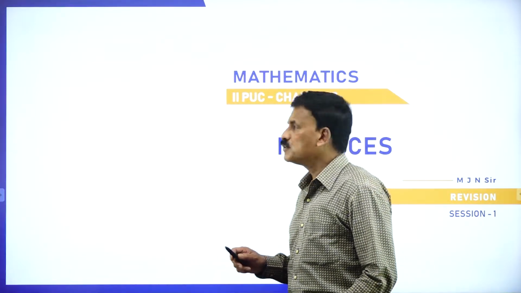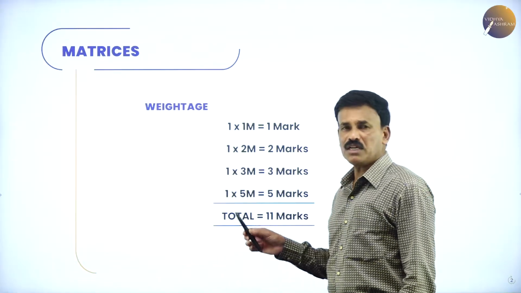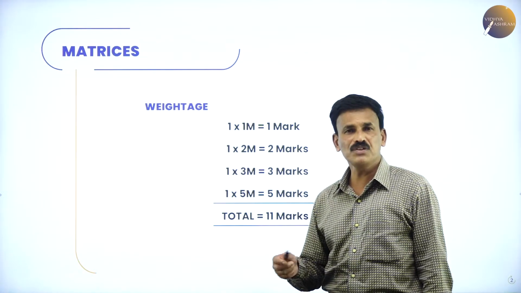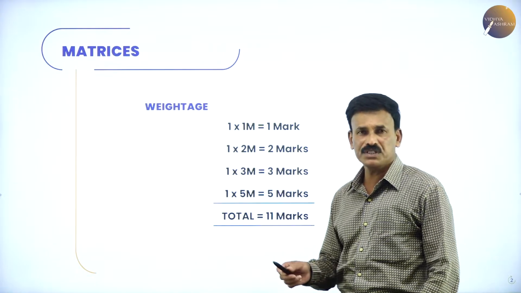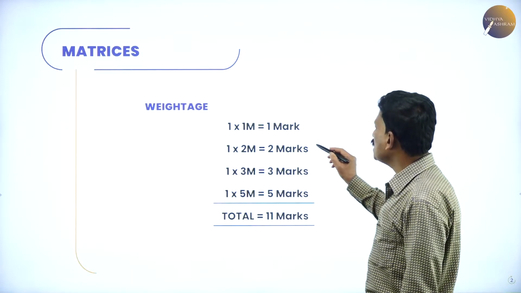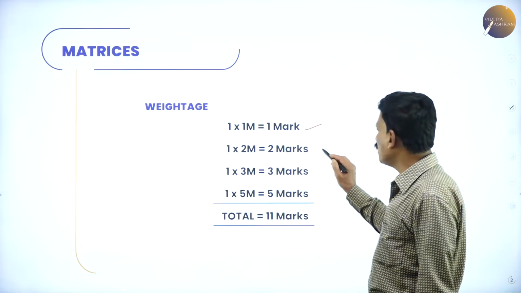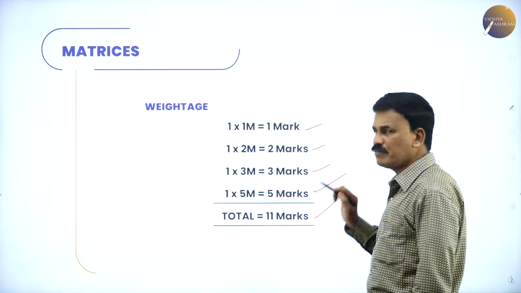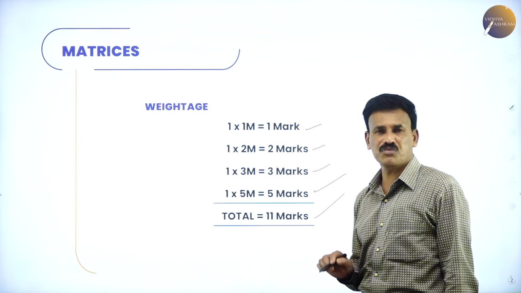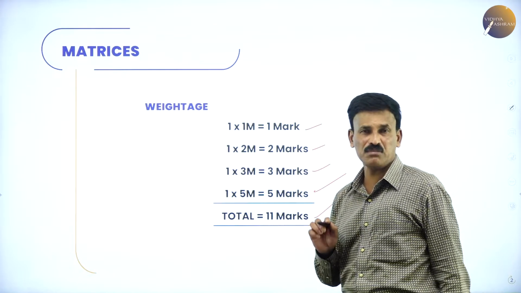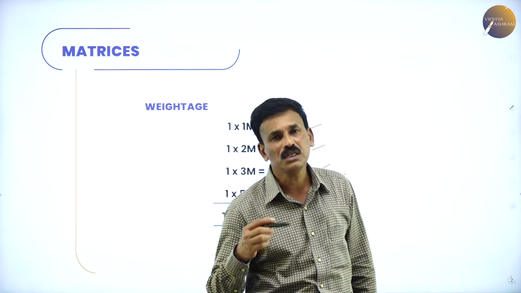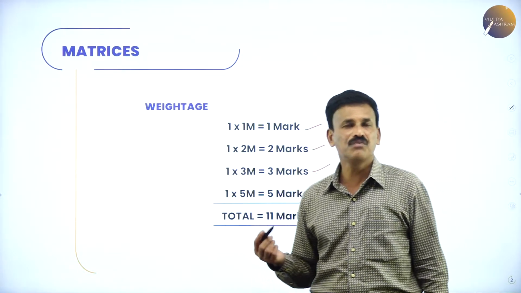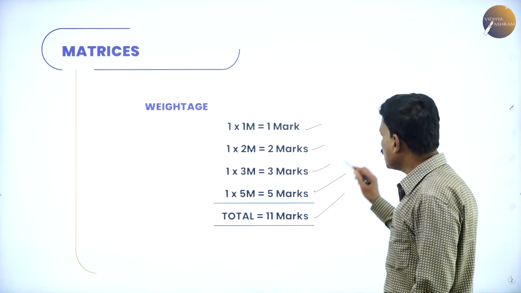Now let us start with the revision class. Let me see what the weightage for this chapter is. According to the latest syllabus, for the exam you are going to face in the month of April, they have modified it. The weightage is one 1 mark question, one 2 mark question, one 3 mark question and one 5 mark question. Totally you will get 11 marks from this chapter. If you read matrices, determinants, LPP, vectors and inverse trigonometric functions, definitely you will get very good marks. So the weightage here is 11 marks.